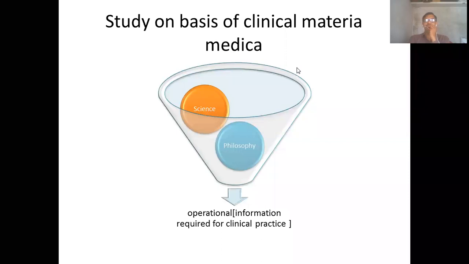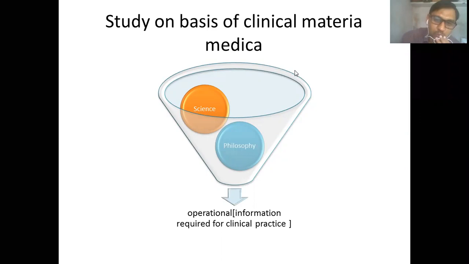We can't do it. It is better to practice some other method of medicine, and they just run away. So that is a very bad situation. So what is required is that whatever science, philosophy, and materia medica you have studied, you must be able to apply to the sick individual, and all this knowledge should become operational.